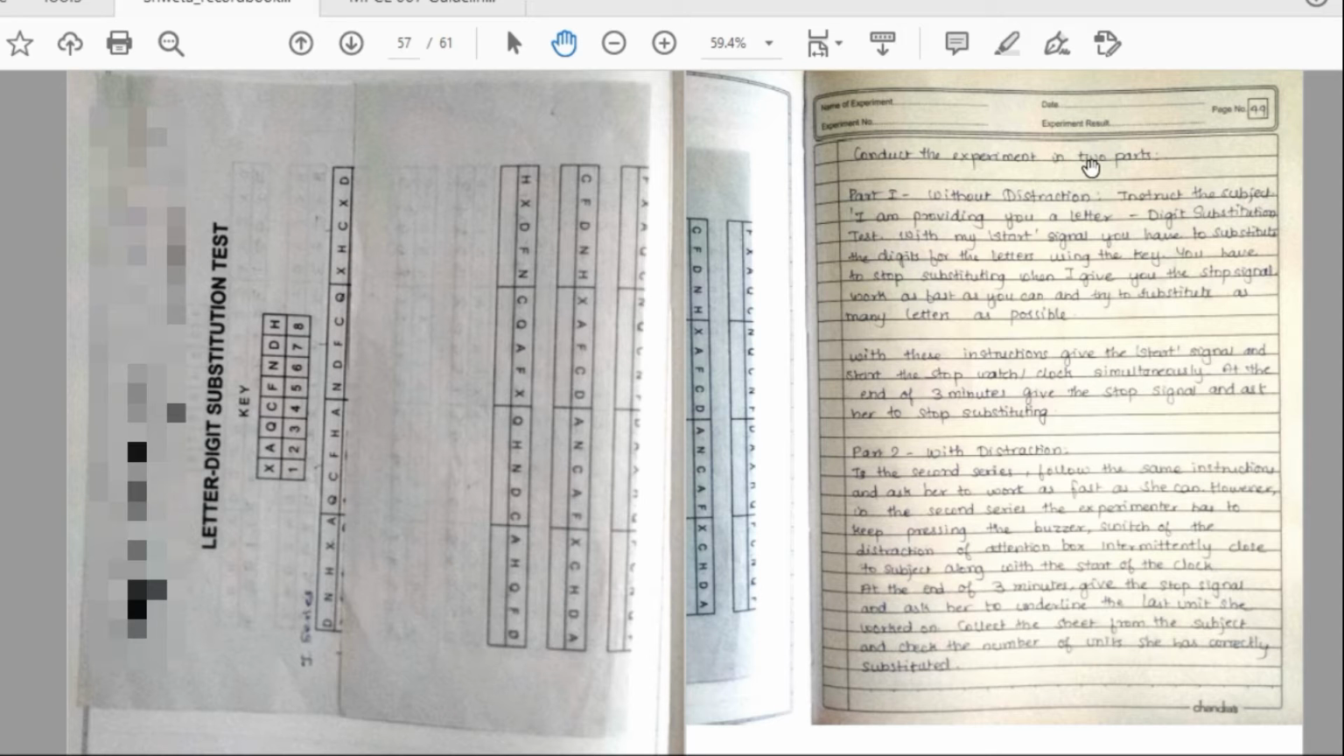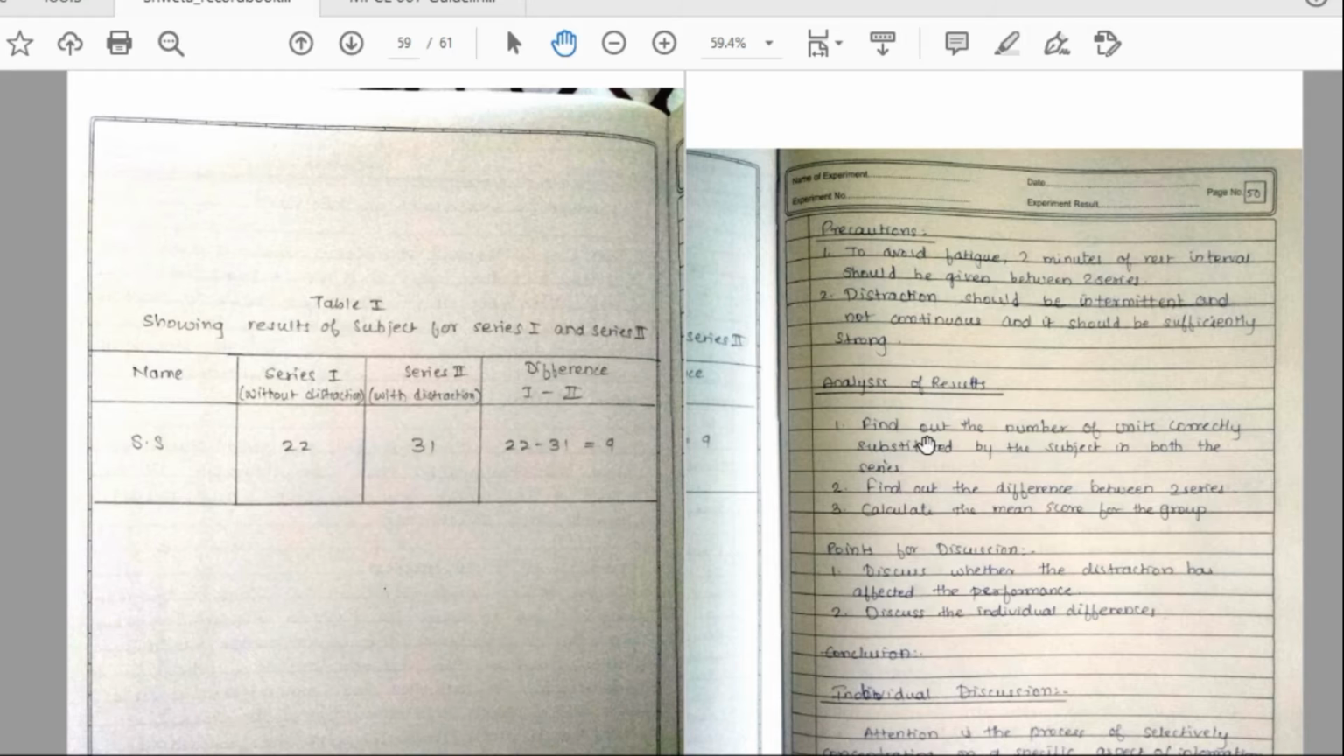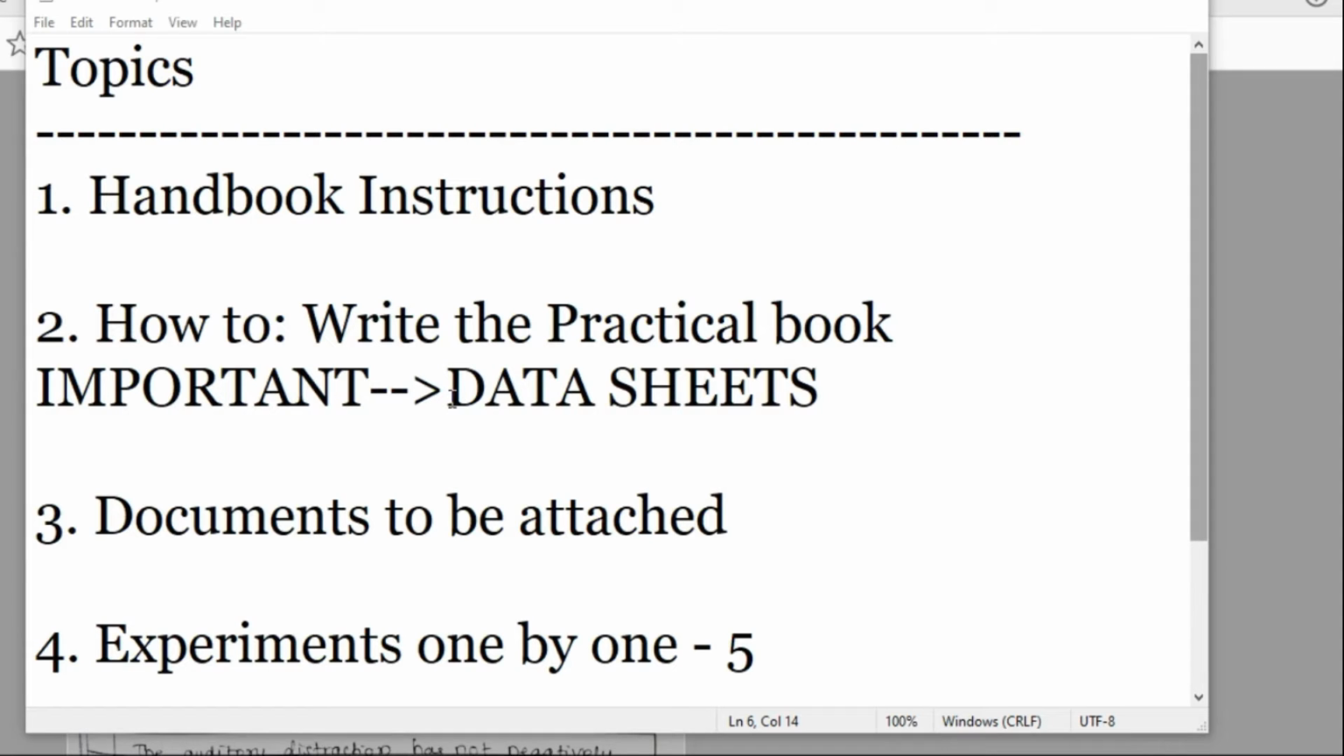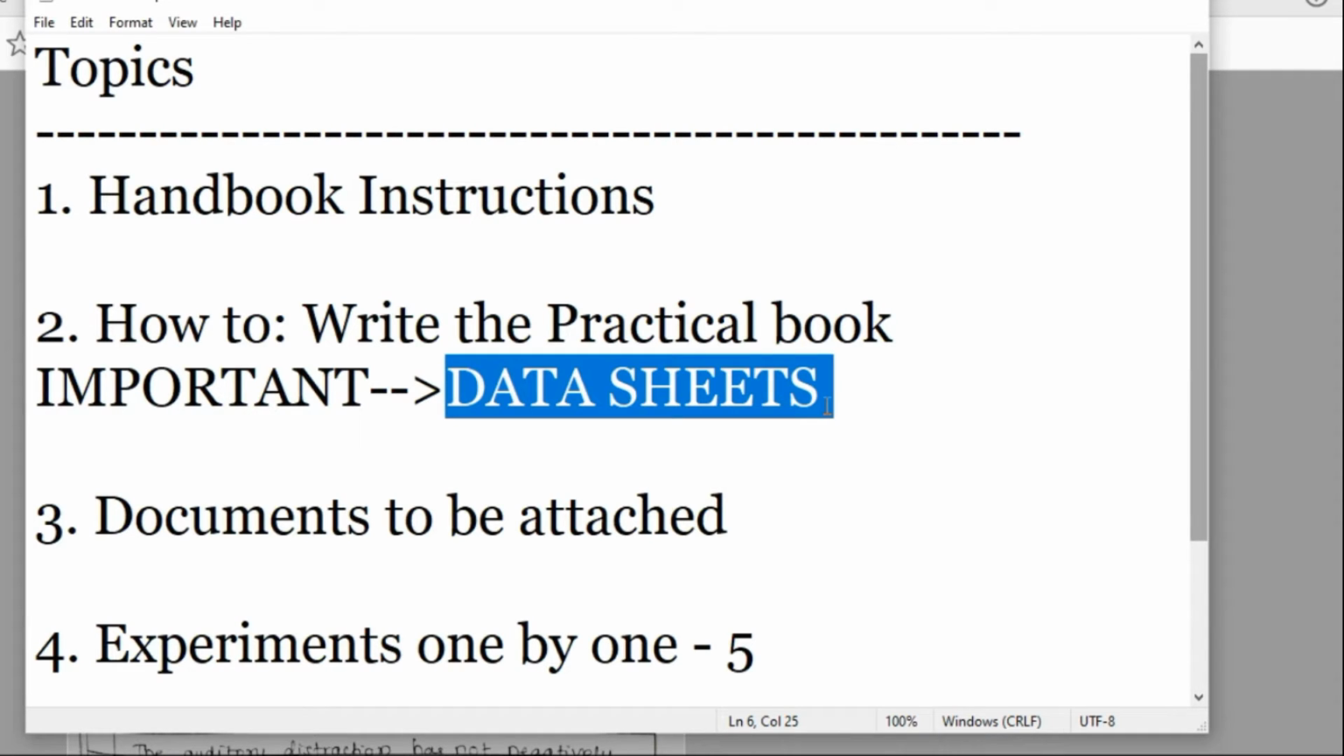Wherever you mention conducting the experiment, the data sheet will come there, and the results will come on the next page. Wherever the analysis of results or interpretation of results is mentioned, the table or the outcome of your experiment will be written on the left hand side, and all in pencil, everything in pencil, no pen. I have shared all the data sheets in a folder and shared the link in the description.